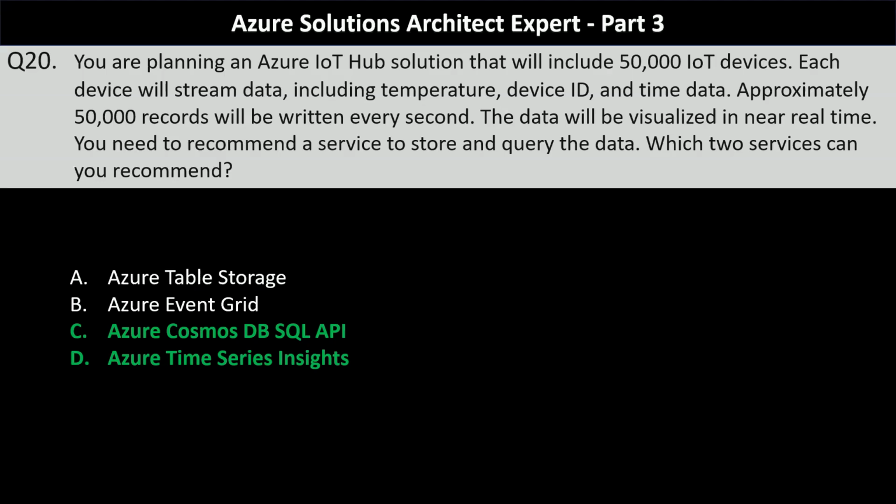Now let's look at why other options are incorrect, folks. Azure Table Storage, while scalable, is not designed for real-time querying and visualizing of large volumes of IoT data. It is more suitable for simple, low-cost storage of structured data. Then the last option, Azure Event Grid, is used for event-driven architectures and routing events, not for storing and querying large data sets.